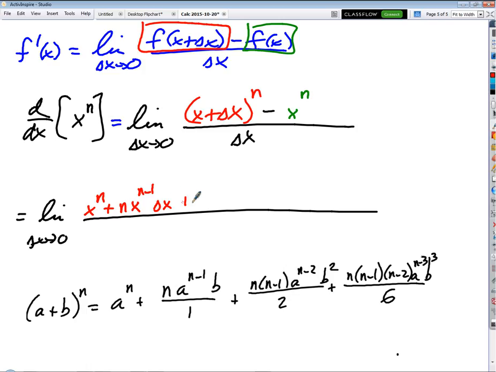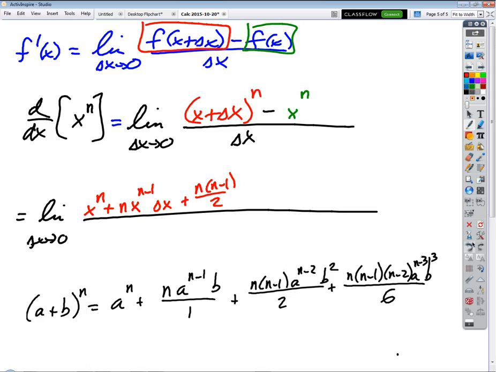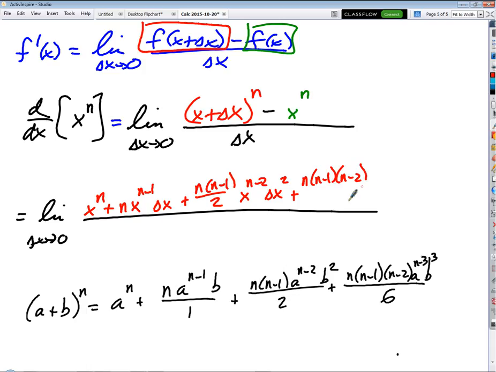Plus, this is going to be n times (n minus 1) over 2, we'll just write it as a fraction, times x to the n minus 2 delta x squared, right? Maybe there's even room for one more. Plus, if we continued, we would have gotten n times (n minus 1) times (n minus 2) over 6.